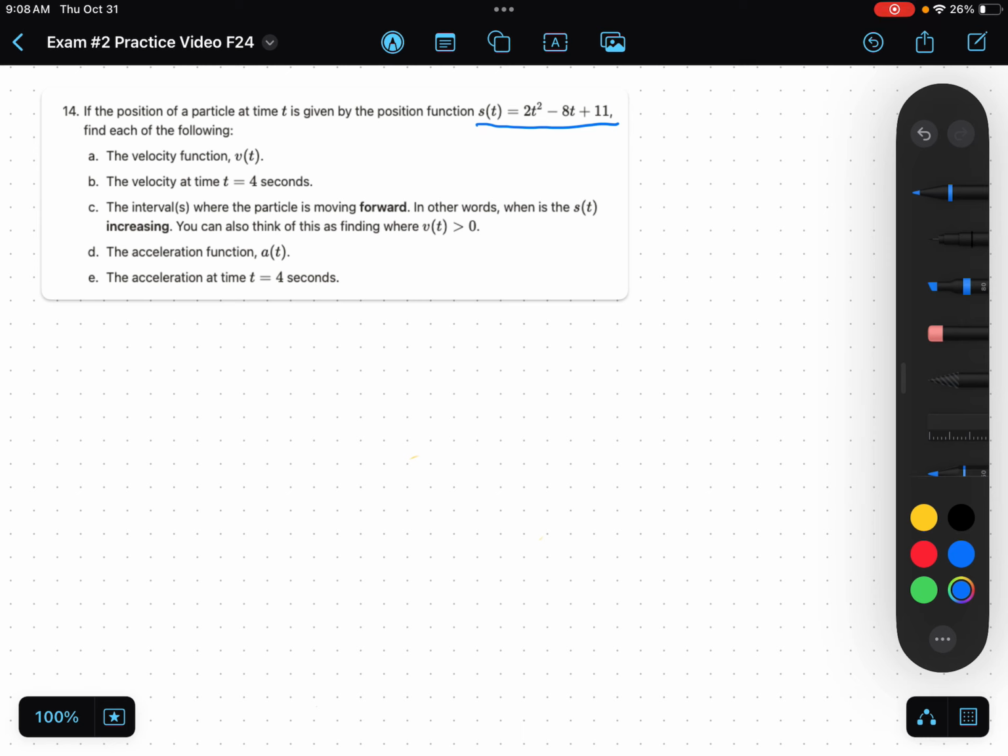So for letter A, when you're asked to find the velocity function, v of t, all you need to remember is that the velocity is the derivative of the position. So it's really just s prime of t. So for us, v of t, the derivative of s, is just going to be 4t. Let me make a t that doesn't look like a plus sign. How's that? That's not great, but we'll count it. 4t, and then the derivative minus 8, and then plus 0 for the 11.